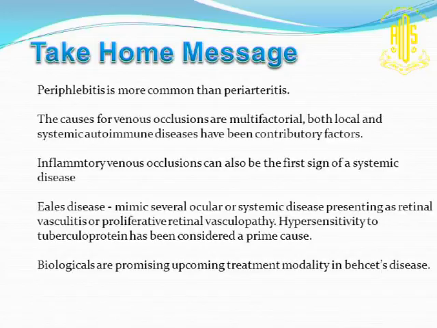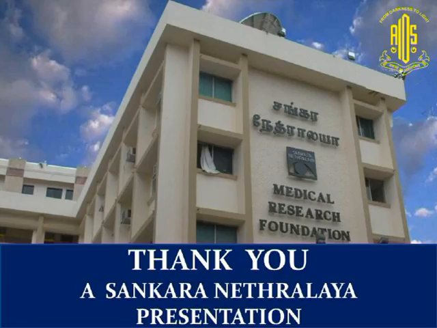So the take-home message: periphlebitis is more common than periarteritis. The causes of venous occlusions are multifactorial. Both local and systemic autoimmune diseases have been contributing factors. Inflammatory venous occlusion can be the first sign of a systemic disease. Eales disease mimics similar ocular and systemic diseases. Biologicals are promising therapy in the treatment of Behçet's disease. Thank you very much.